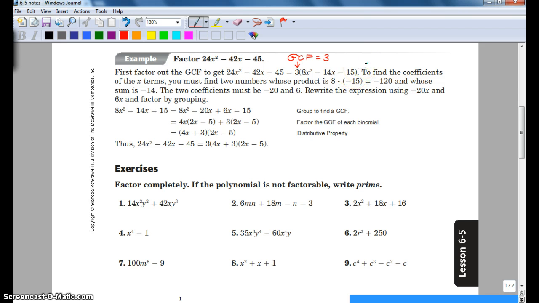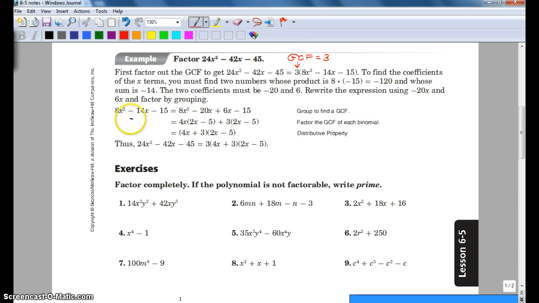To find the coefficients of the x terms, you must find two numbers whose product is 8 times negative 15, which is negative 120, and whose sum is negative 14. The two coefficients must be negative 20 and 6. Negative 20 plus 6 is negative 14. Negative 20 times 6 is negative 120. Rewrite the expression using negative 20x and 6x and factor by grouping. Okay, this method is also referred to as split middle term.